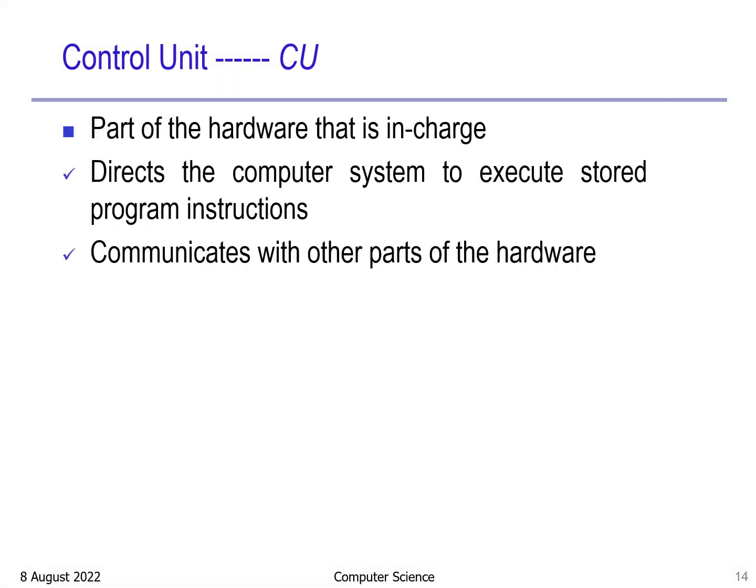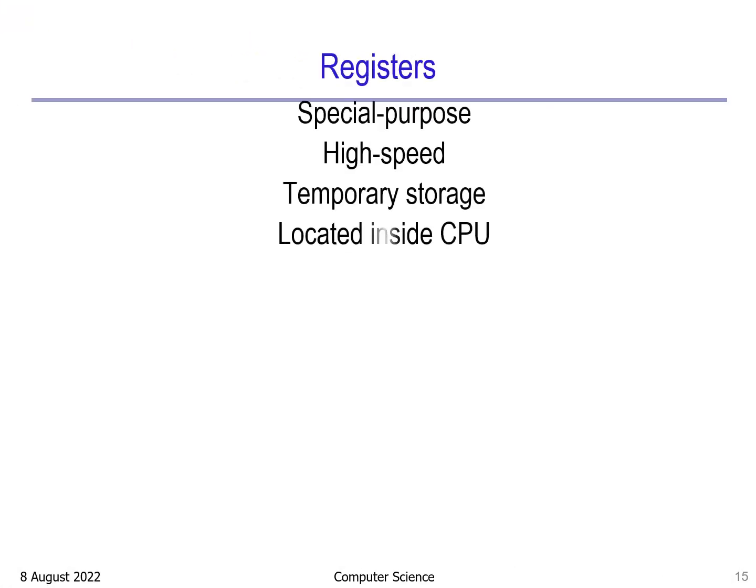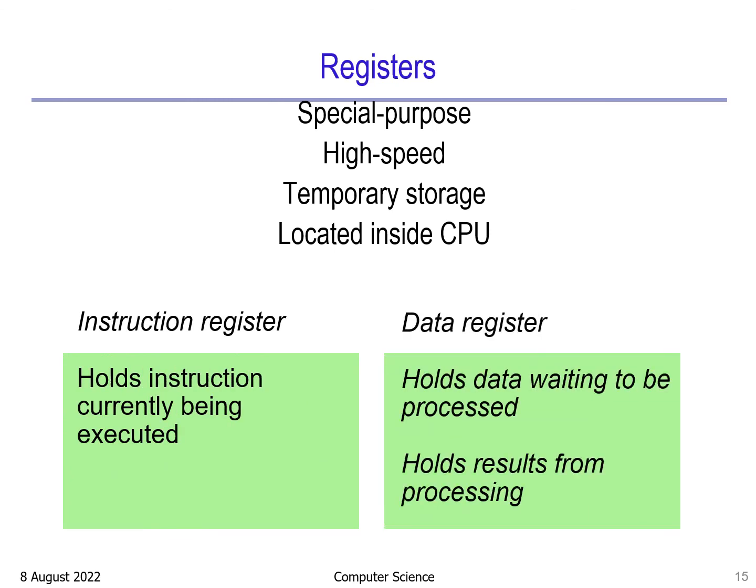Then the control unit is a part of the hardware that is in charge of directing the computer system to execute and store the program instructions, and even communicating with other parts of the hardware. The registers have the special purpose of managing speed and temporary storage, located inside the CPU.